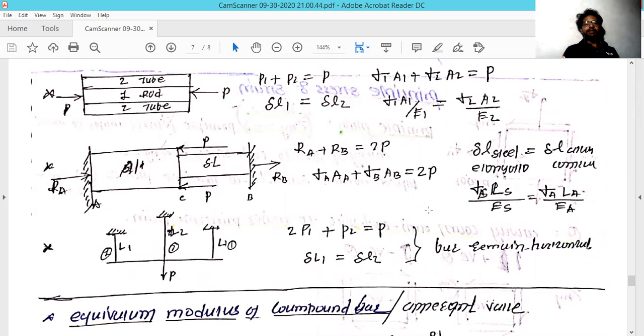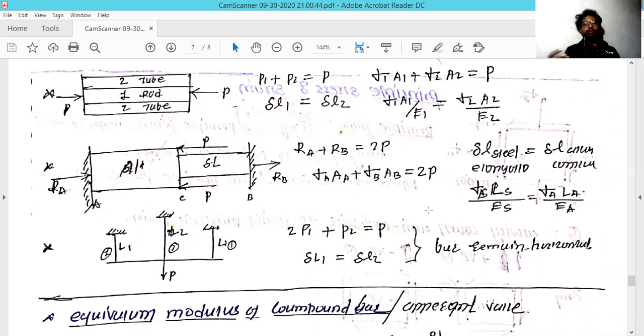When you apply the force in the left direction toward the aluminum rod, what will happen? It will try to push the fixed wall or fixed position. So the equal and opposite reaction moves in the opposite direction of the applied force. So the reaction RA will be in the opposite direction of P.